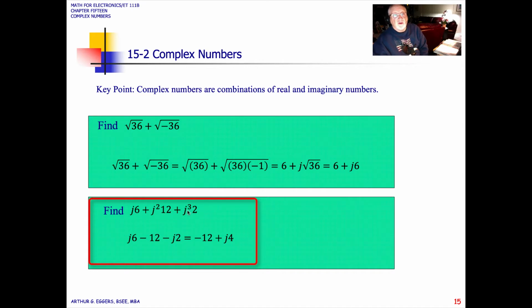So in this case, we should be getting familiar with that. The J squared yields a negative number, and the J disappears, and a J cubed then gives us a negative J in this case with the 2 left over. So now when we have a J6 and a negative J2, we can combine those terms. You can only combine J terms and real terms. You cannot intermix them. So we end up with minus 12 plus 4.